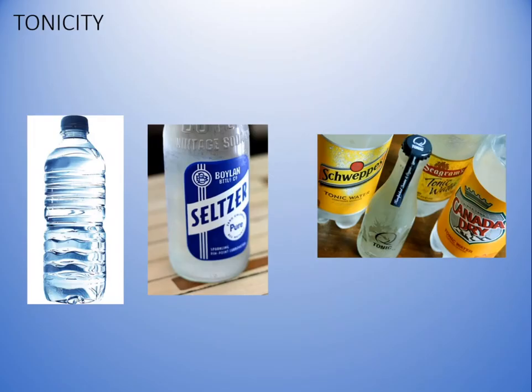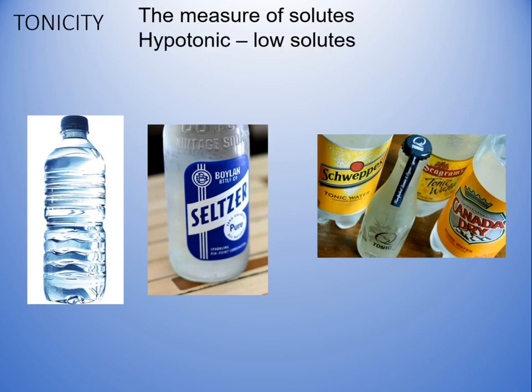This concept of tonicity can help us determine which way molecules will flow, the direction. Tonicity is the measure of solutes. So you were saying high concentration, low concentration, but we can apply some words to that. A low concentration of solutes is being hypotonic. That's the term, hypo, low, tonic, solutes. And you can probably guess that the opposite is hypertonic.